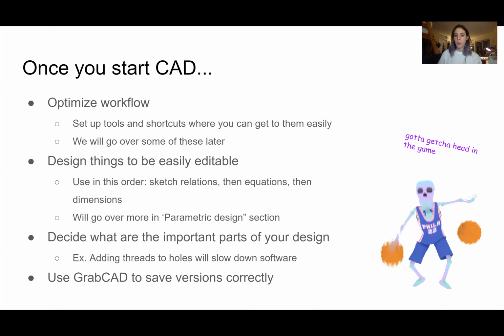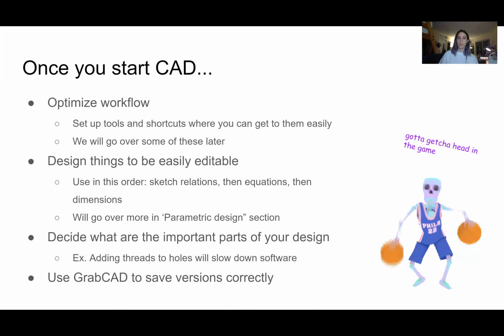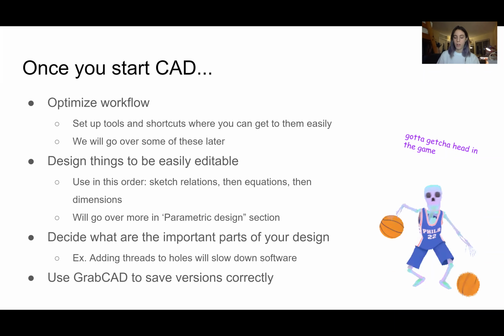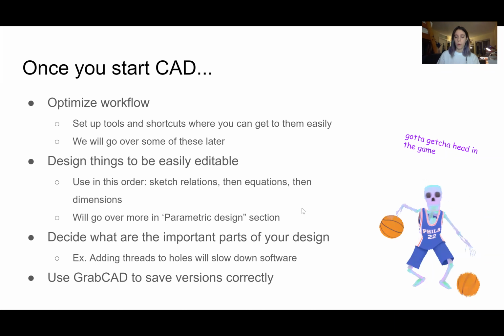Design things to be easily editable. I mentioned this earlier, and we're going to go over it more. There's different ways to edit designs once you have them. What I like to say is, if you can use a sketch relation, do that. If you can't, or if you need more complexity than that, then use an equation. And if that doesn't work, then you can use a dimension. But you shouldn't go right in and start dimensioning every single dimension in your model. Because a lot of times that's not so easy to edit without going way, way deep into your model every time. And we'll go over that more.